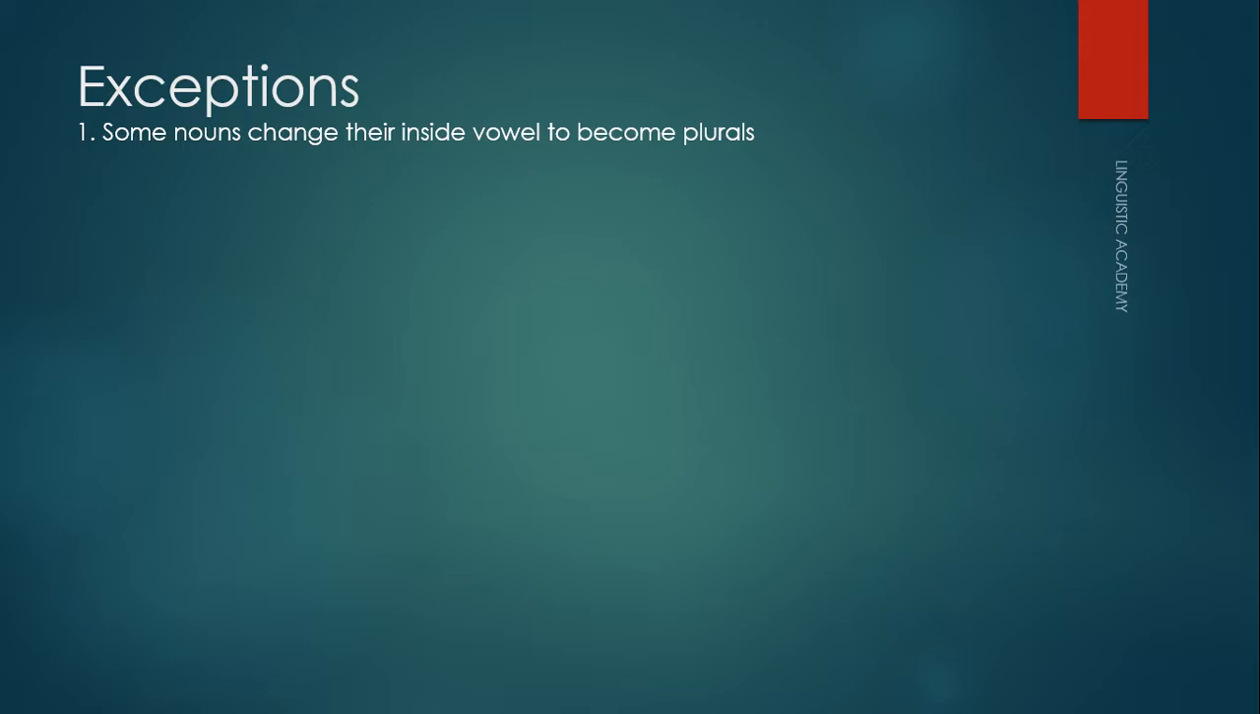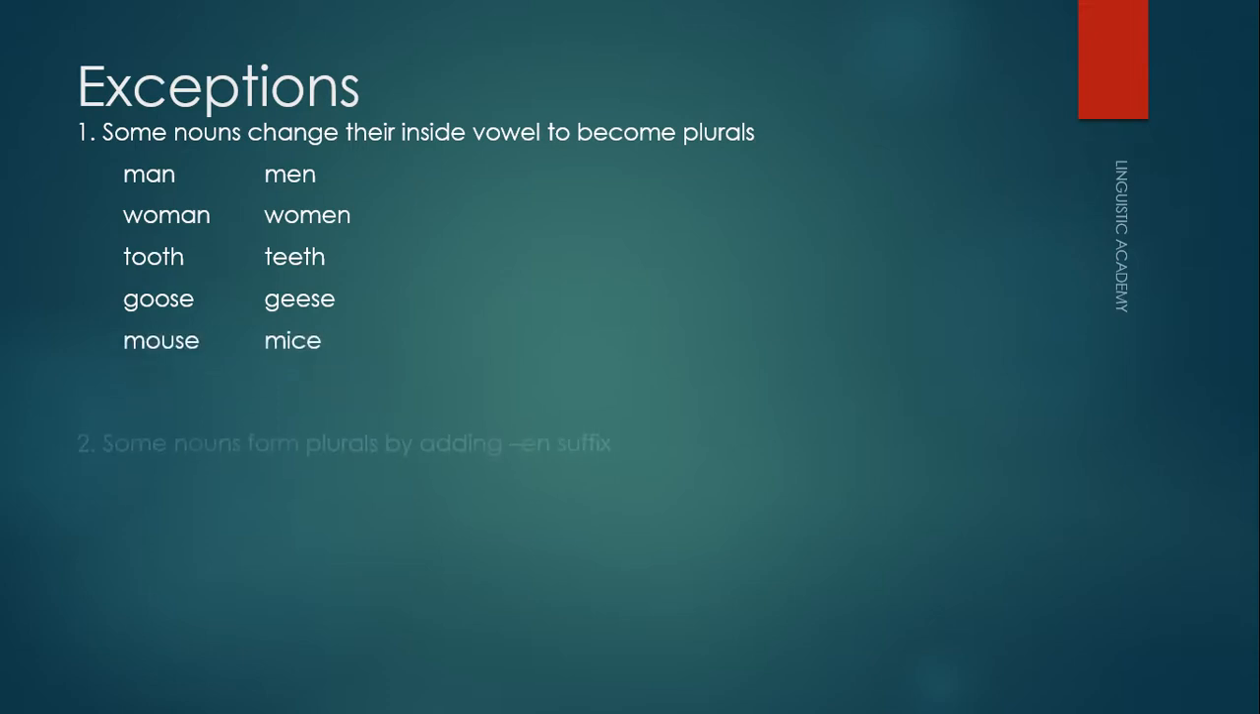You can see first one of them on the screen, that some nouns change their inside vowels to become plurals. For example, man, men, woman, women, tooth, teeth. Now you see that the central vowel in these examples, in man, woman and tooth, is changed when we are making plural forms of this. Man has turned into men, woman has turned into women, and tooth has turned into teeth. And same like goose has turned into geese, mouse has turned into mice.